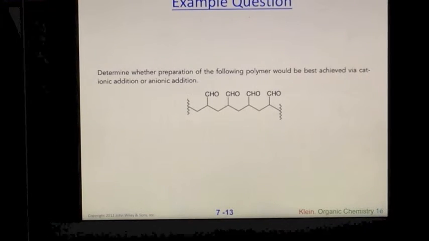Please try this example question. Determine whether preparation of the following polymer would be best achieved via cationic addition or anionic addition.